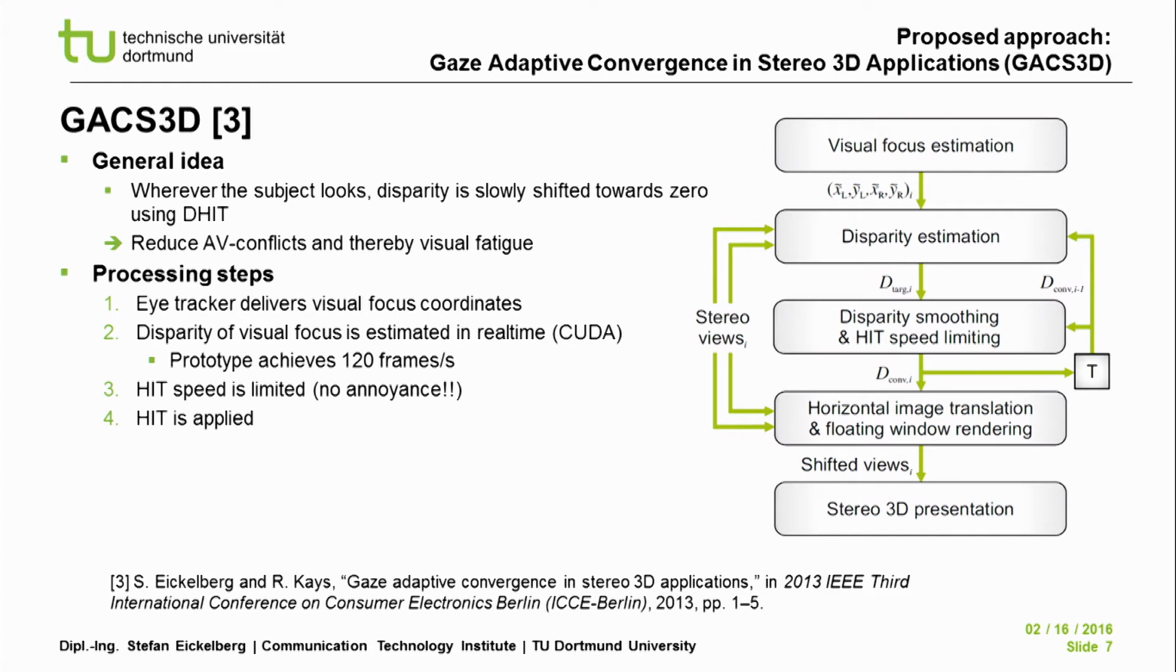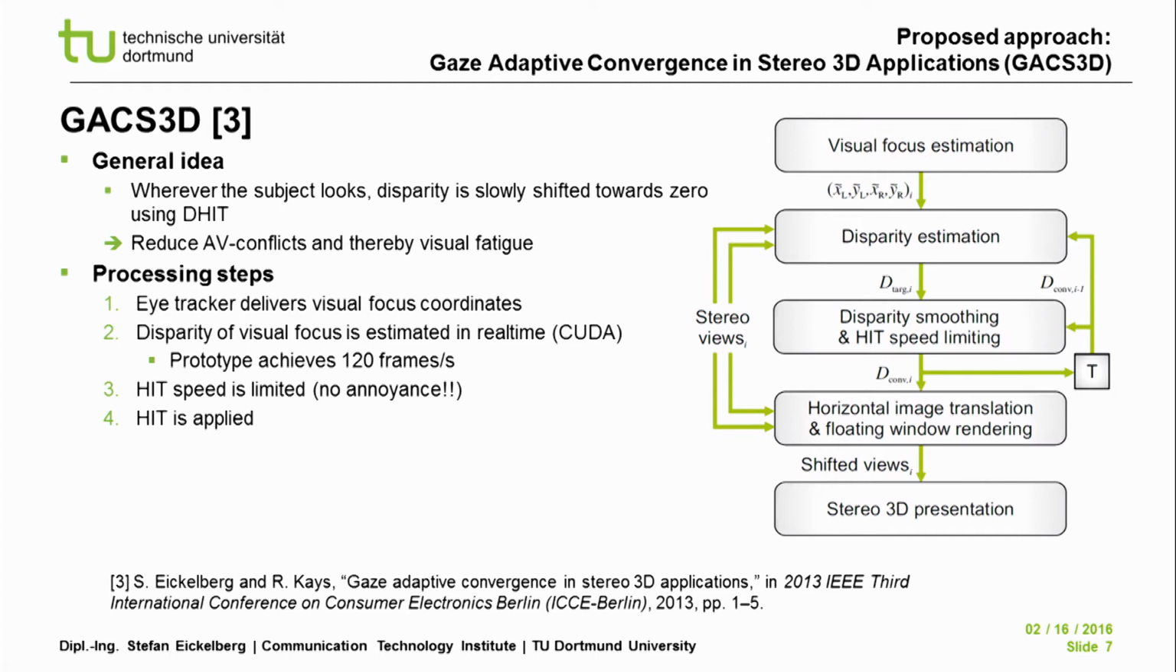At first, we have the visual focus estimation, where we simply utilize an eye tracker to estimate this visual focus. Then we want to do the horizontal image translation. As I said before, we need to know the disparity of the point we are currently looking at. So in order to do that, we estimate a small disparity map for a region of interest centered around the visual focus. And then through some sophisticated processing, we find a candidate that might be the possible disparity.